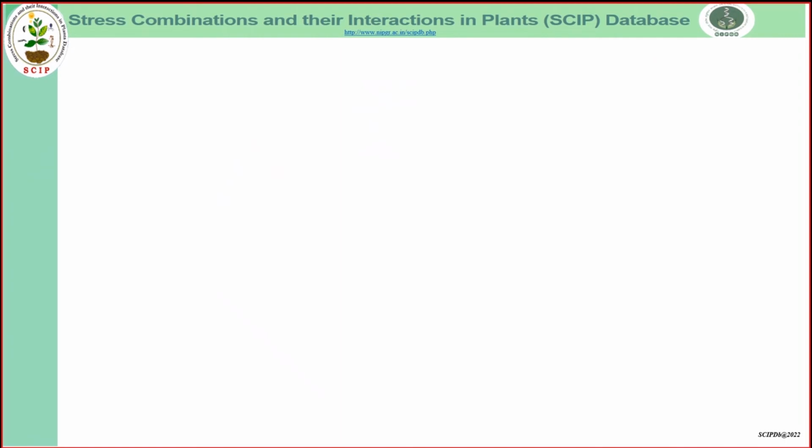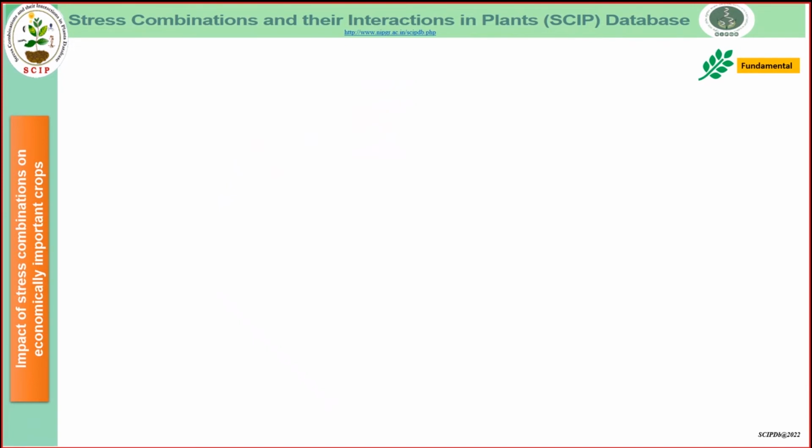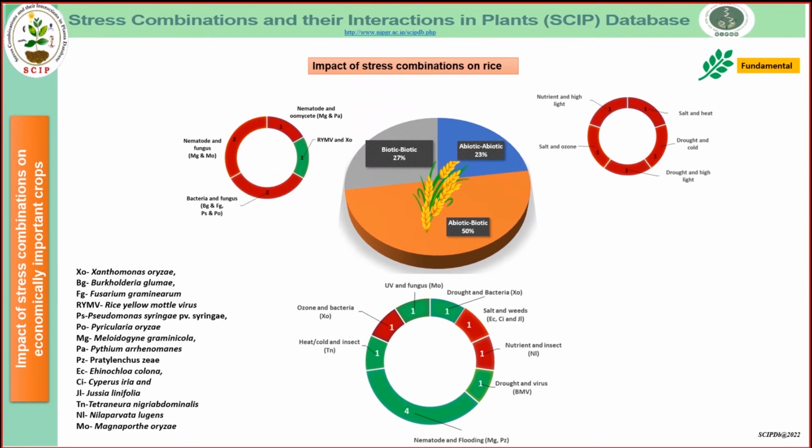Furthermore, we can see from the example of the studies compiled on rice that among the various stress combinations, biotic stress combination is the most evident, affecting the rice production, whereas the abiotic stress combination is the most damaging. Herein we can see that all the abiotic stress combinations have a negative impact on rice crops.